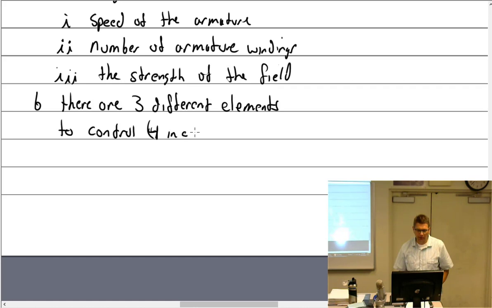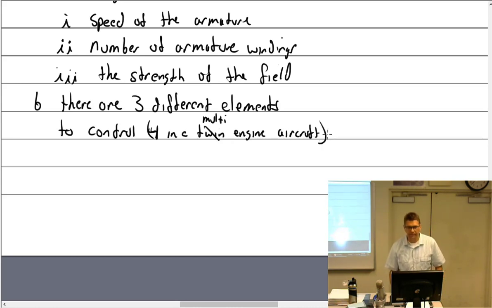Four in a twin aircraft, or a twin engine, or multi-engine aircraft. What if there's 4 engines? That's why I said multi. Multi means many. Then there would be more than 4. 4 items. 3 different elements, like a cube. There are 3 different elements to control, 4 in a multi-engine aircraft, so that you add another element.